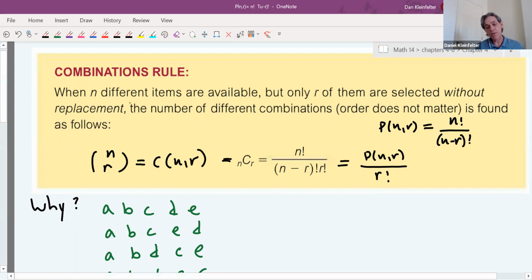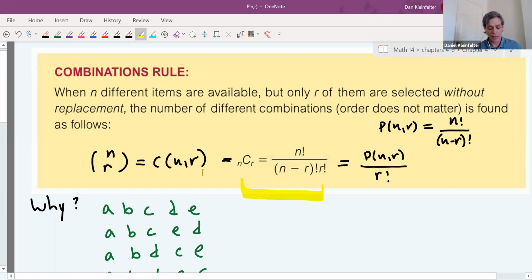Fine print here. When N different items are available, but only R of them are selected without replacement, as always, the number of different combinations, again where order doesn't matter, is found as follows. And there's a formula for this. Let me start kind of on the inside.